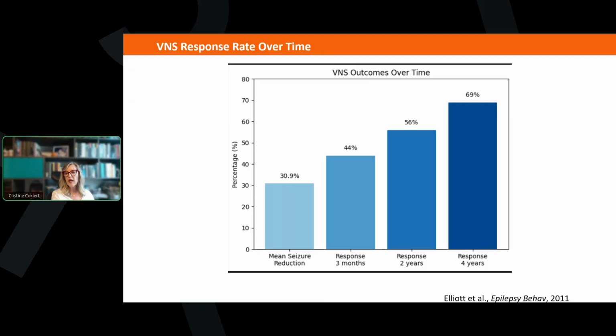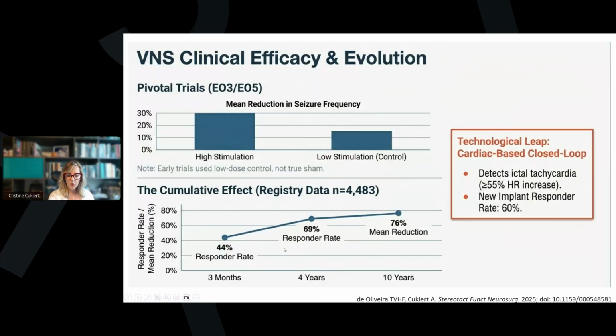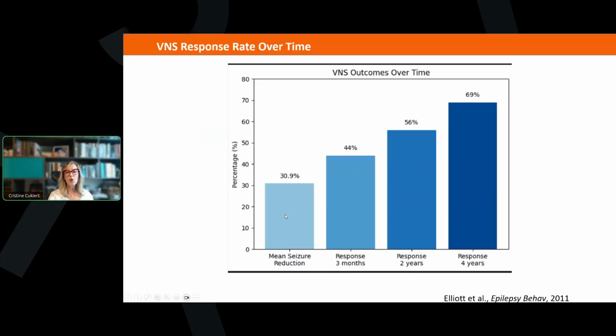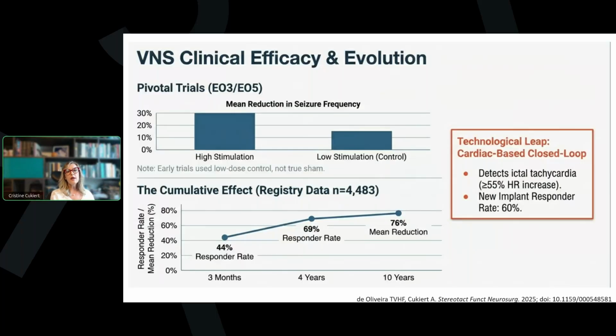So this is very interesting, as I was mentioning before. In the beginning, we see a seizure reduction of 30%, but when we look at 4 years, this goes up to 70%. So it is very interesting that we see, over time, a better response to the VNS in these people. This is the pivotal trials, also showing a much better response with time.